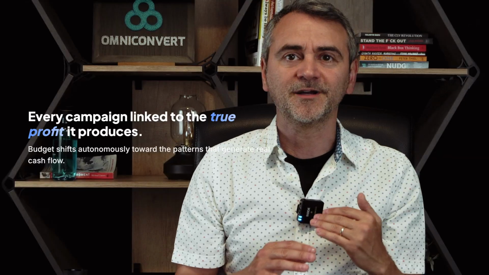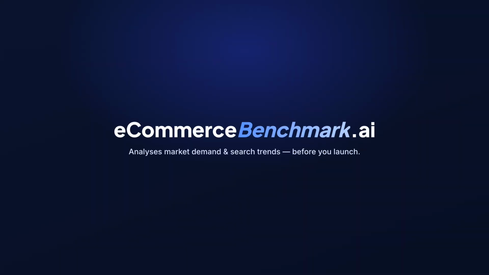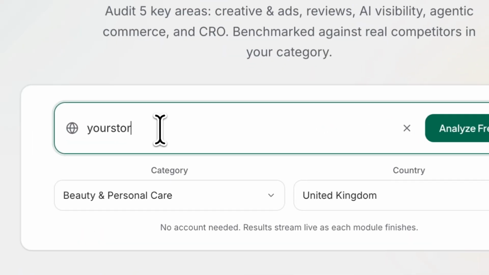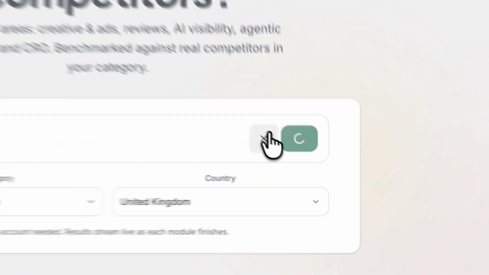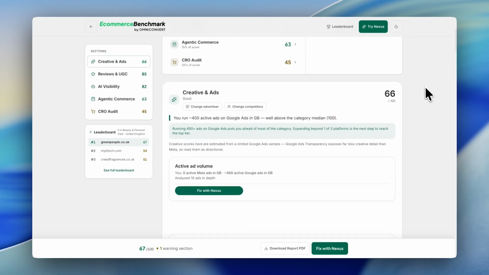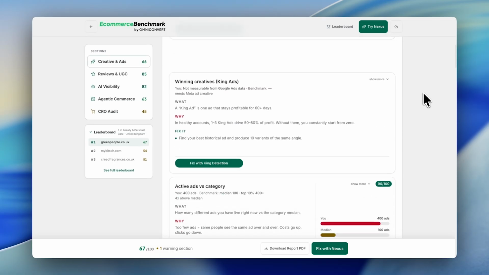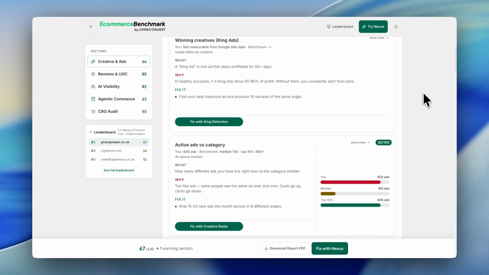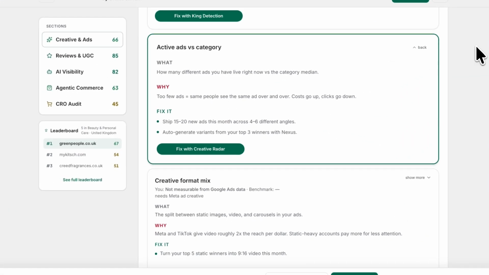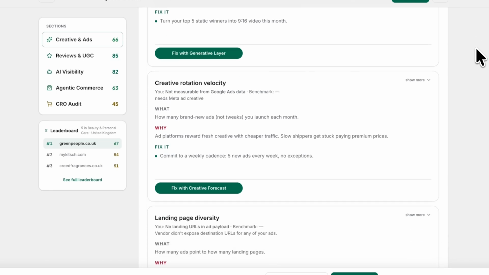And before launching a campaign at all, e-commercebenchmark.ai analyzes market demand and specific search trends for your product category. It's identifying the periods where your competitors are running aggressive campaigns, the windows when high intent, high margin buyers are actively in the market. ROAS will not disappear from your reporting.